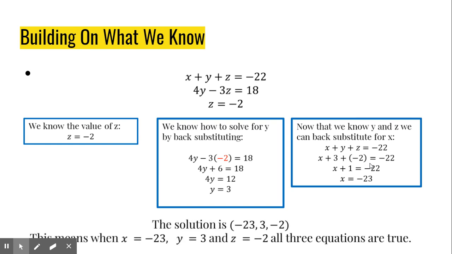That means the solution is this ordered triple. That's what we call it when we have 3 variables, an ordered triple, as opposed to an ordered pair like you are used to. This ordered triple is (-23, 3, -2), written with parentheses, just like you write an ordered pair. This means when x, y, and z have these values, all 3 of these equations are true statements.